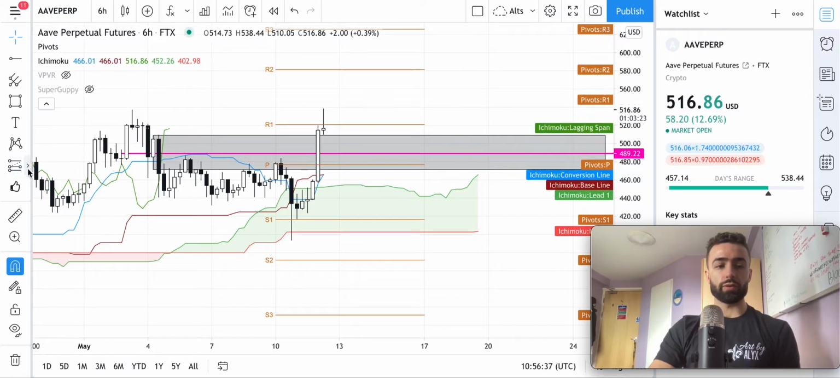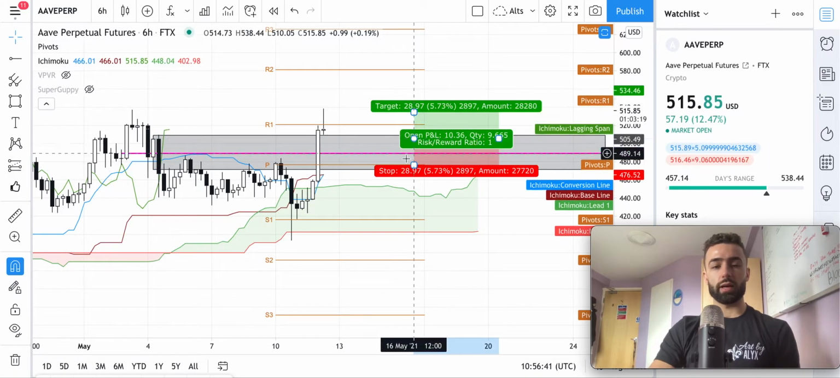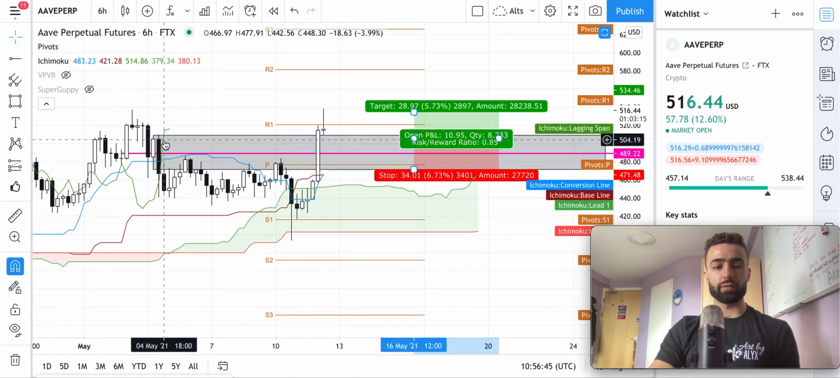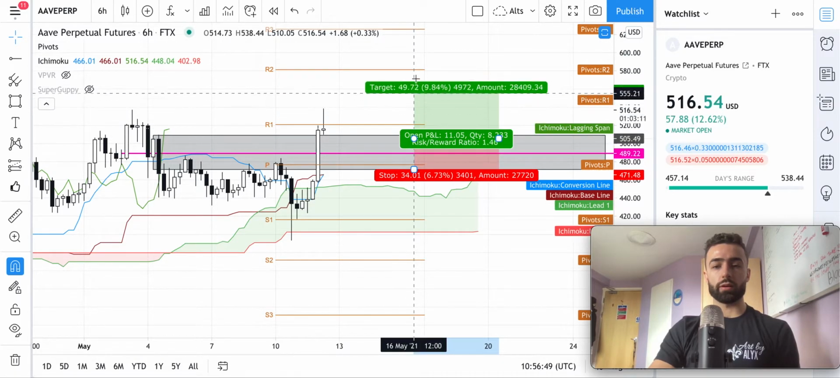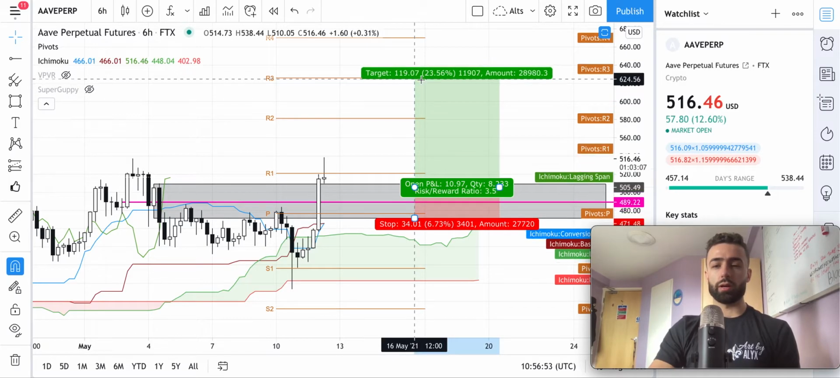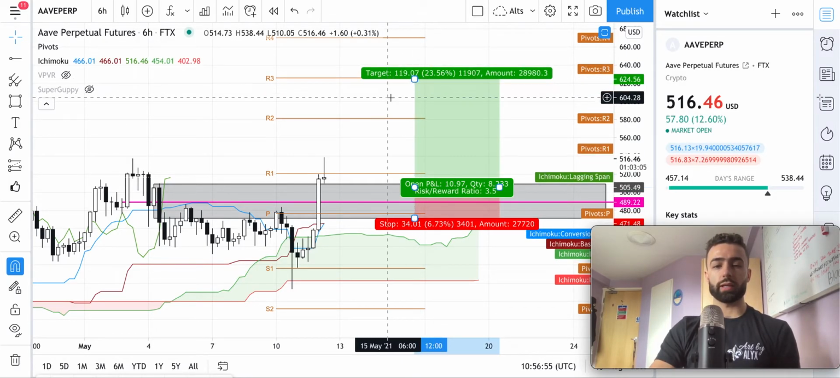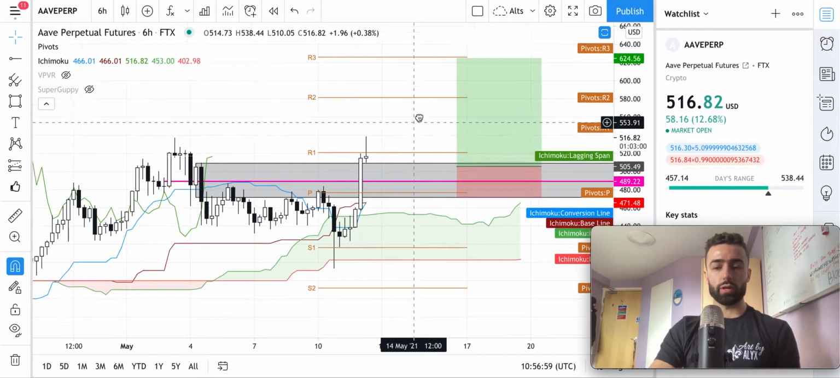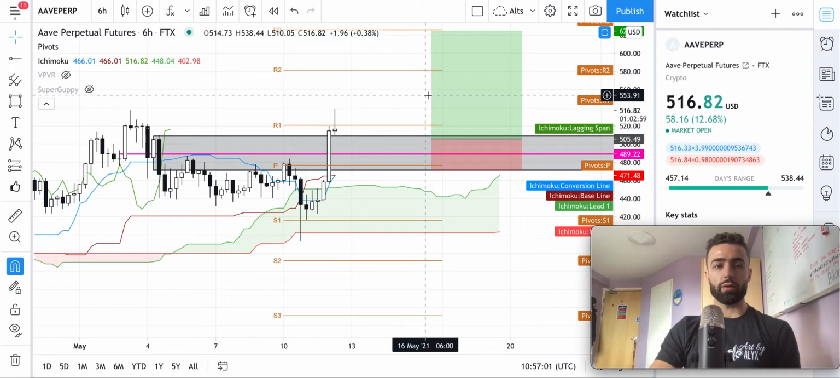And one way you can play this, one way that I'm playing this rather, is enter on the body of this candle, the white candle right here, and then target that R2 daily level, which was like 624, something like that, I think. So that's about a 3.5 risk to reward if we go right there.